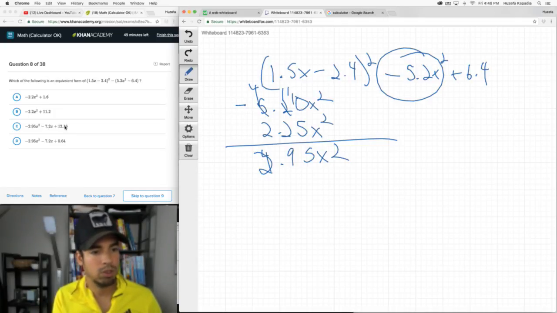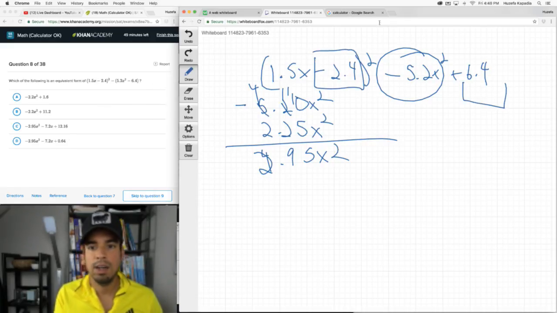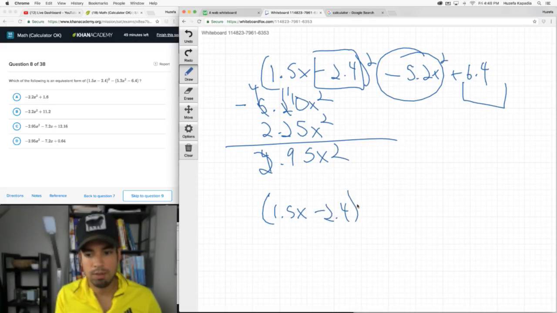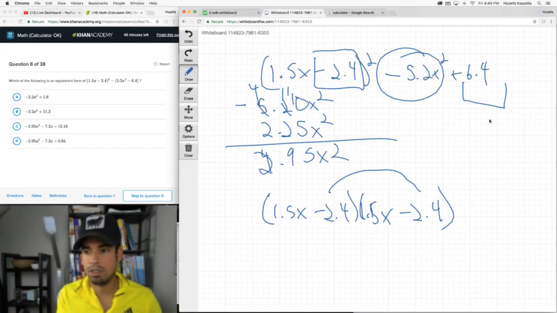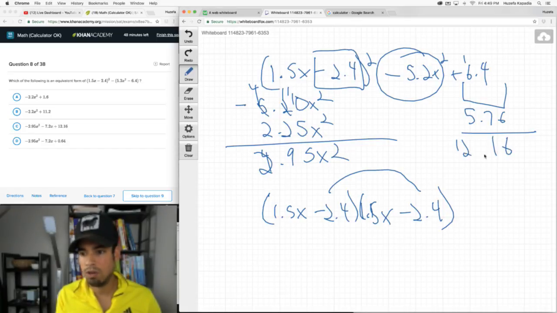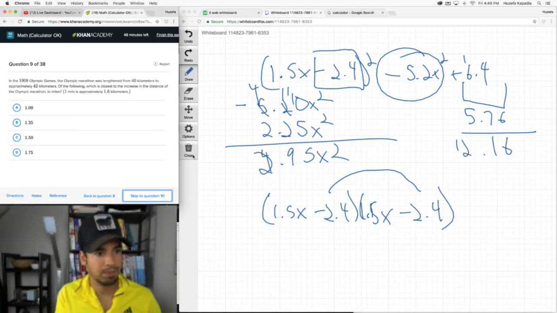question, what is this final term? Is it 12.16 or 0.64? Well, let's see. We got a positive 6.4, and then here we got a negative 2.4 that's going to be squared because this is our last term. And if we write it out, it's 1.5x minus 2.4 times 1.5x minus 2.4. And this will give us our final term, that multiplication. So 2.4, you can already see it's got to be 12.16, right? 2.4 times 2.4 equals 5.76. So 5.76 plus this is 6, 11, and 12.16. So C is our answer.